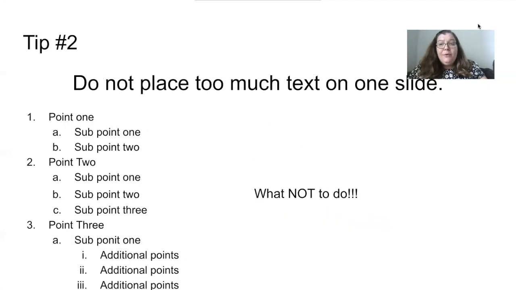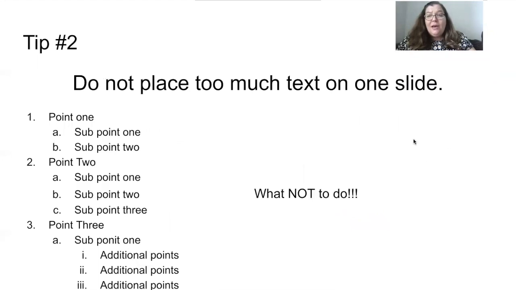Tip number 2, make sure you're not putting too much text on a slide at a time. So this is an example of what not to do. You don't want to have all of these, like in an outline view with points and subpoints with all this text on a slide. Most people, if they see a slide that's all text, if they are any level of visual learner, they're probably going to zone out a little bit when they see something like that.